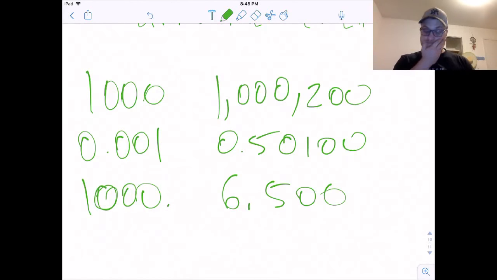1,200,000. Non-zeros always count. There's 2 non-zeros. Sandwich zeros always count. There are 3 sandwich zeros, so now we're up to 5. The 1, the 2, and the 3 zeros. These other zeros don't count because they are not sandwiched and the number does not contain a decimal, so we don't even worry about those. This number contains 5.